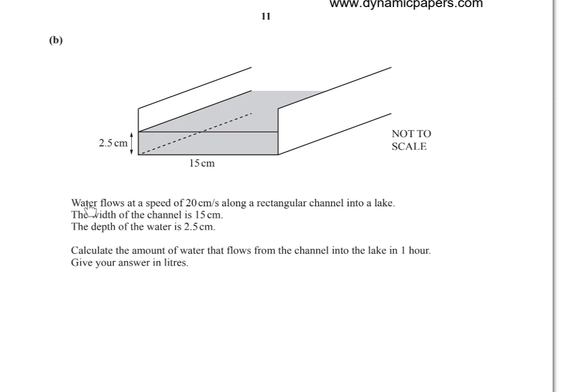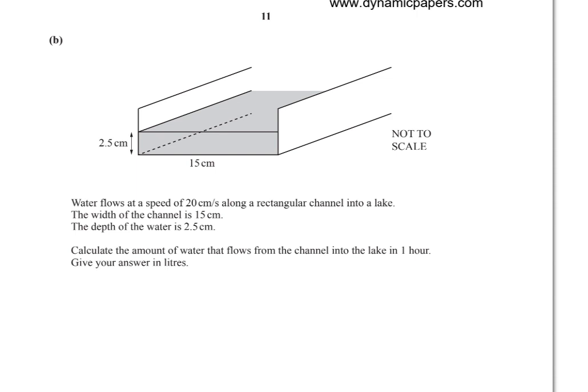B. Water flows at a speed of 20 centimeters per second along a rectangular channel into a lake. The width of the channel is 15 centimeters. The depth of the water is 2.5 centimeters. Calculate the amount of water that flows from the channel into the lake in 1 hour. Give your answer in liters.